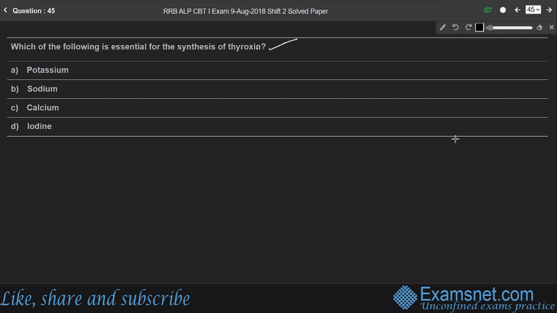Question 45. Which of the following is essential for the synthesis of thyroxine? So what is thyroxine, students? It is produced in the thyroid gland. The thyroid gland is an endocrine gland located in the neck region, in a butterfly shape, present in our neck region.